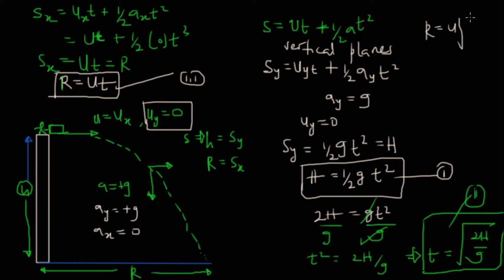Instead of t, then I will have 2h upon g. So we can make use of this formula if the time is not known, the height is known, the acceleration due to gravity is known, and the initial velocity is known, in order to find the range.